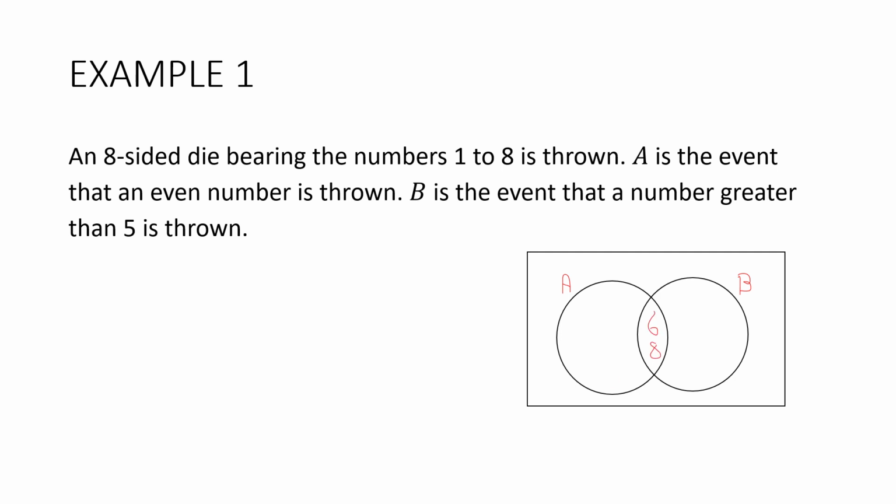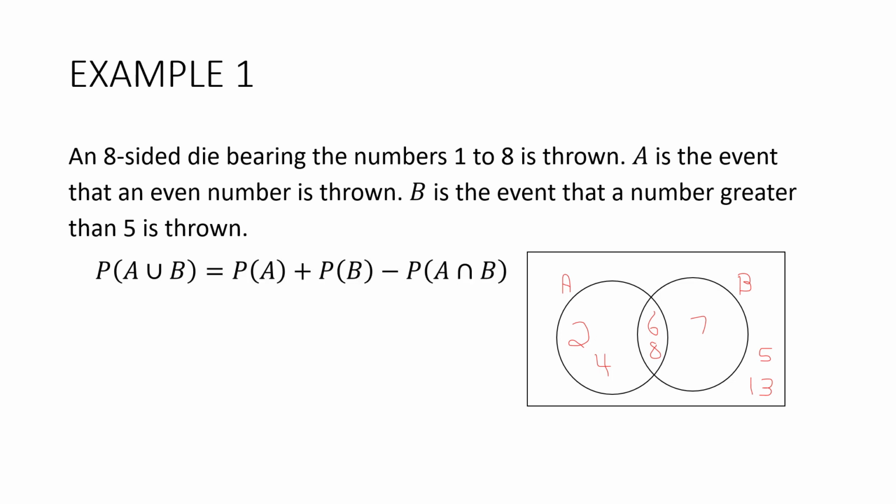Filling in set A, we have got even numbers, so we need a 2 and a 4. Filling in set B, we have got numbers greater than but not equal to 5, so we're missing a 7. And we've also got numbers outside those two circles. We have 5, 3, and 1. Now, the probability of A union B is equal to the probability of A plus the probability of B, take away the probability of A intersection B.